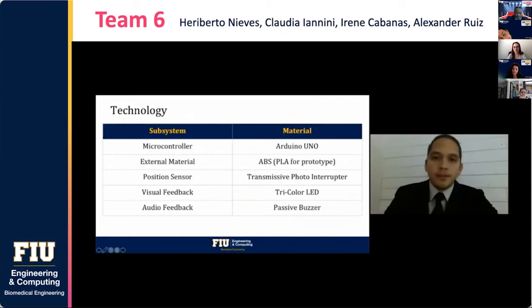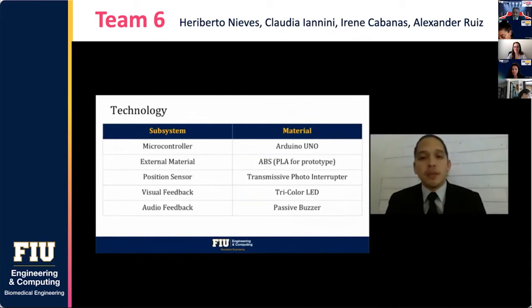Thank you, Irene. This table denotes the main technology selected for our device. An Arduino was used for data processing and a transmissive photo interrupter measured speed. The feedback system included a passive buzzer and an RGB LED. While ABS is a suggested material for the design, PLA was used for prototyping due to manufacturing limitations.